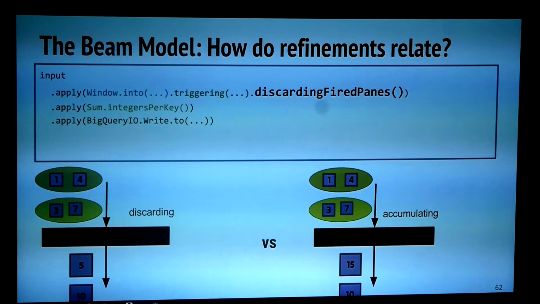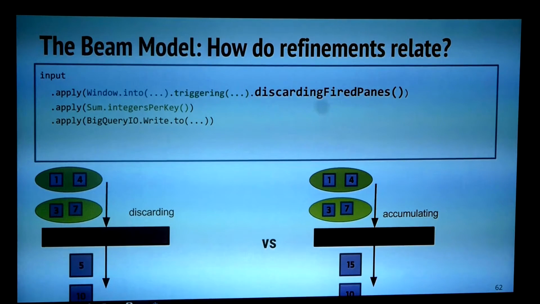The alternative to this that exists in the Beam model is accumulating fired panes. And this means that when you emit output, you remember what that output was, what you had accumulated. So if the 3 and 7 come in, and I add them up and get 10, and I emit this 10 down below, but instead of throwing it away, I keep it around, and then when this 1 and 4 come in, the total sum is 15, and I emit a 15, right? And now if you look at this pattern of output, I have a 10, then a 15, and what's downstream should treat the most recent element coming out here as a complete replacement for what came before.